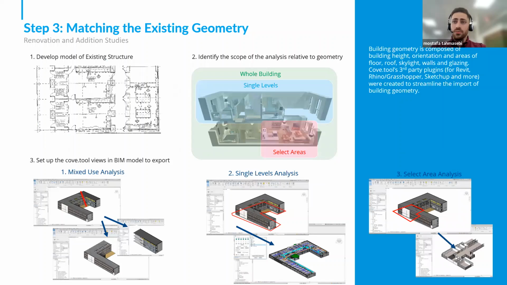Next step, as mentioned, was to match the existing geometry. There are different steps to it. You can create and develop your model from the existing structure, identify the scope of the analysis relative to geometry. So basically, you may have, let's say, a floor plan for your building. You want to be able to bring it in using either a BIM software like Revit, Rhino, and so on, or you may want to build your own geometry from scratch. We do have a full-fledged drawing tool that you can basically build everything from the ground up. Or if you're using a third-party BIM software, you can bring your geometry in using a plugin.